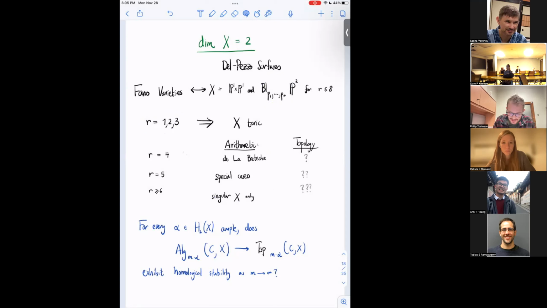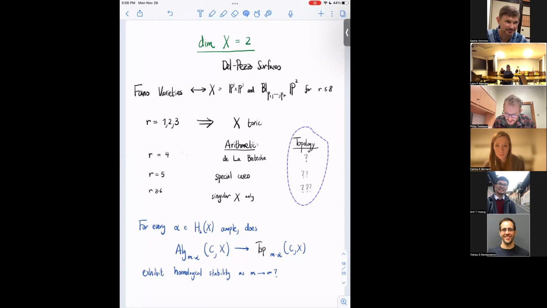From an arithmetic perspective, the Batyrev-Manin conjectures have been studied relatively heavily for these Del Pezzo surfaces. Basically the moral is that things get harder the more points you blow up. So when you're only blowing up 1, 2, or 3 points, the variety that you get is actually toric, and so methods using toric varieties apply. So everything's known in those cases. The case where you blow up 4 points was done by Devlin-Bretesh. And when r equals 5, it's been done in certain special cases. And when r is greater than or equal to 6, basically that's not known for any smooth X.